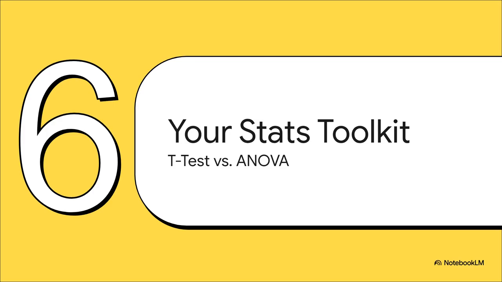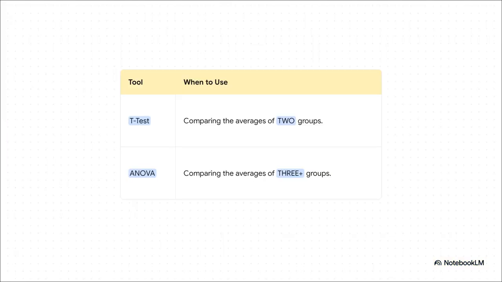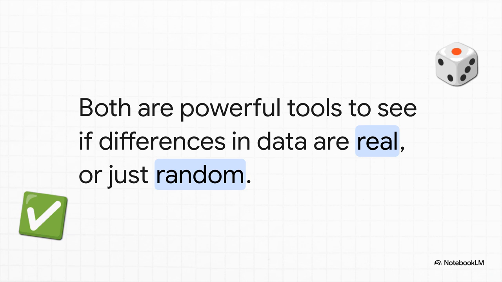Okay, let's wrap this all up and put these new concepts neatly into your personal statistics toolkit. Here's the main takeaway, the thing to remember. If you're comparing the averages of just 2 groups, you're going to use a t-test. Easy enough. But if you're looking at 3 or more groups, you start with ANOVA. And at the end of the day, both of these tools are trying to do the same fundamental thing. Help us find the real signal hiding in all the noise.